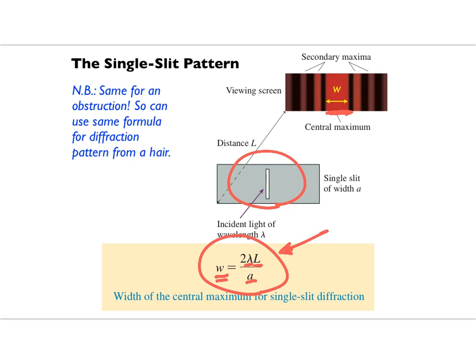Something to be aware of is that if you have a slit or I have an obstruction, it gives exactly the same equation. So if I took light and shine it past a shaft of hair, as I do in the video that I asked you to watch, you get a diffraction pattern, and you can tell by the width of the central maximum how big the shaft of the hair is. It's a very interesting effect.